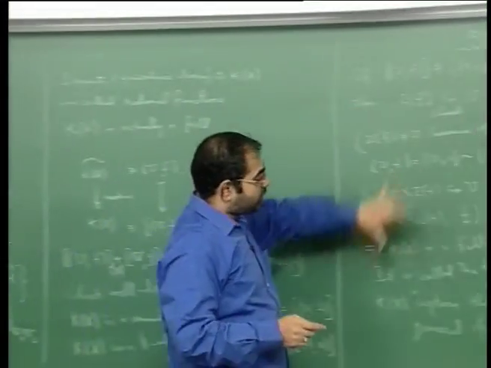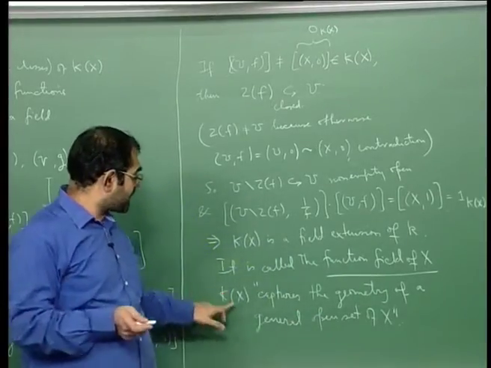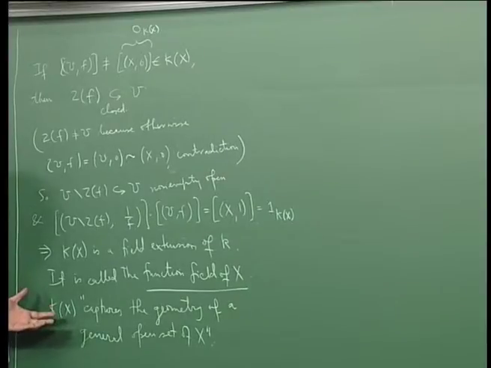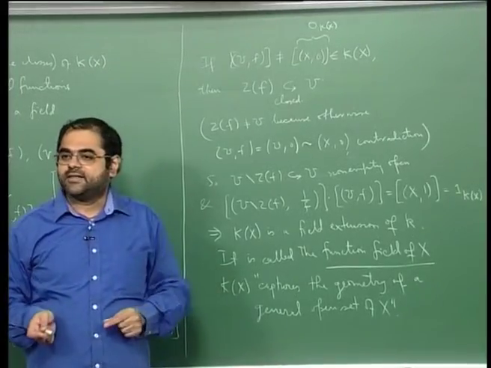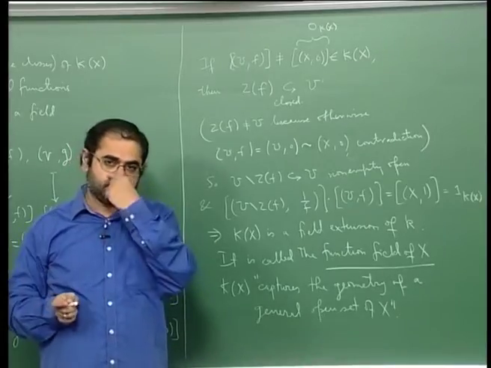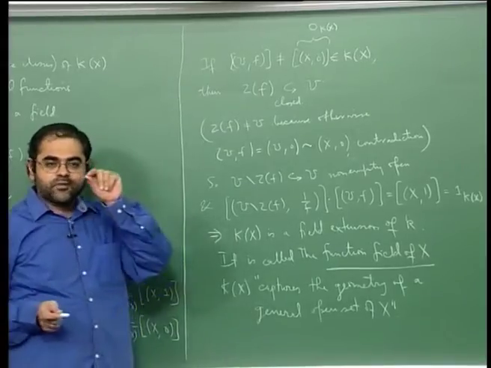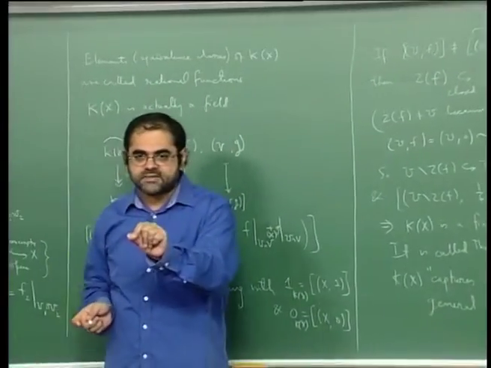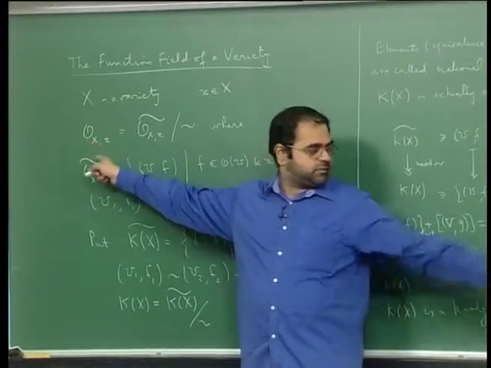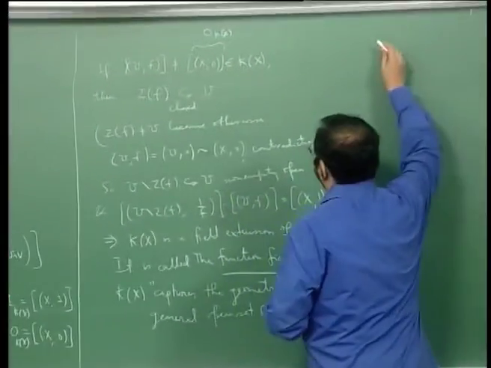Whereas if you want to know what is happening on a general open subset of X, that information is captured by Kx. So if you have a geometry question about a general open subset of X, then what you have to study is this. If you have a question about what is happening at a point of X, then the object you have to study is this, the local ring. So these are two extremes, and I will tell you how they are connected. We are going to see how they are connected.